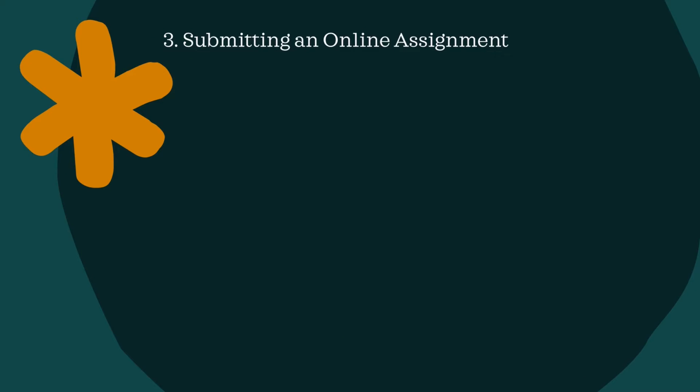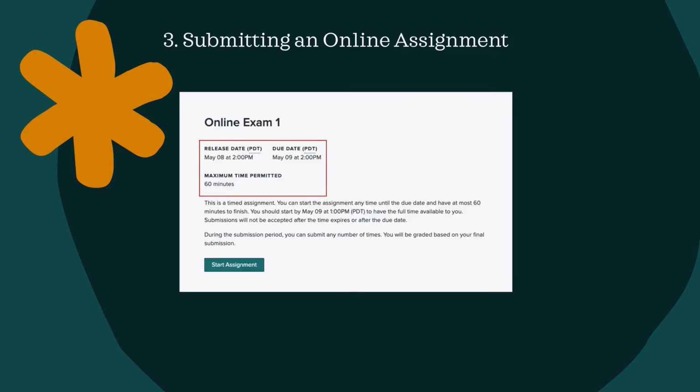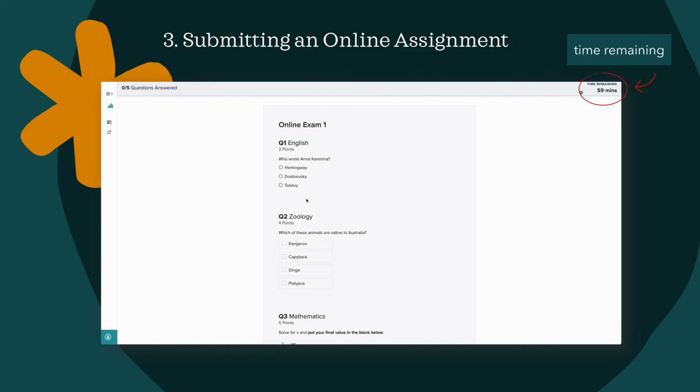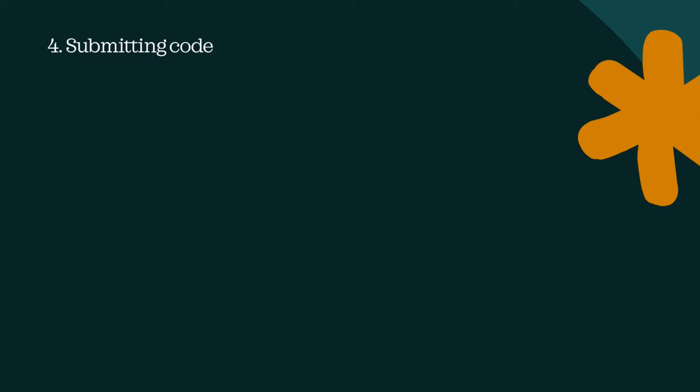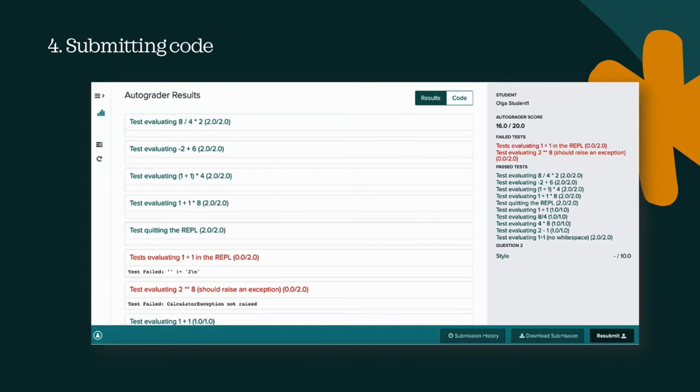Third, submitting online assignment. When the instructor gives an online assignment, after you click, you can see release date, due date, and maximum time permitted. After you start the assignment, you can see the time remaining to answer the questions. The answer will be auto-saved as you complete them. You will not have a button to submit. Last, submitting code. When the assignment is a programming assignment, after clicking the assignment, you can see two types of submission method. Choose the method you want, then upload your code. Wait a few minutes, and you can see the auto grade result.